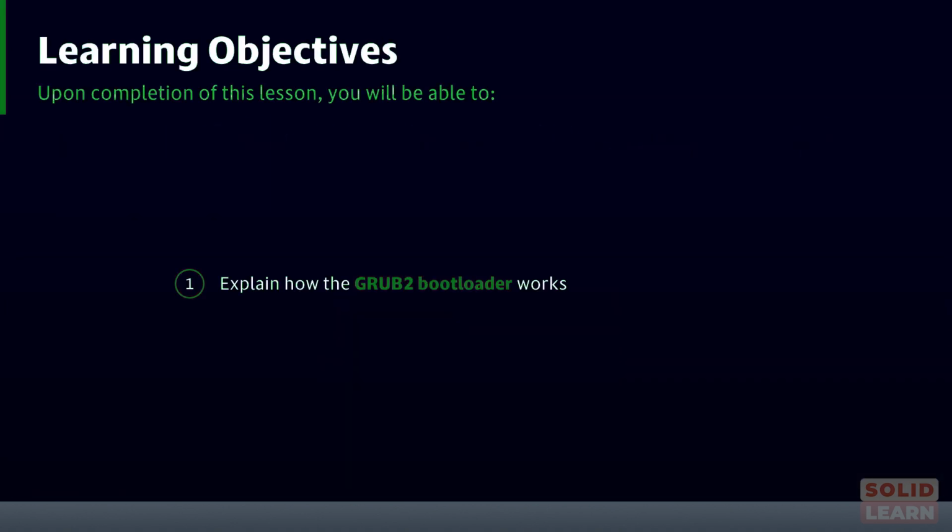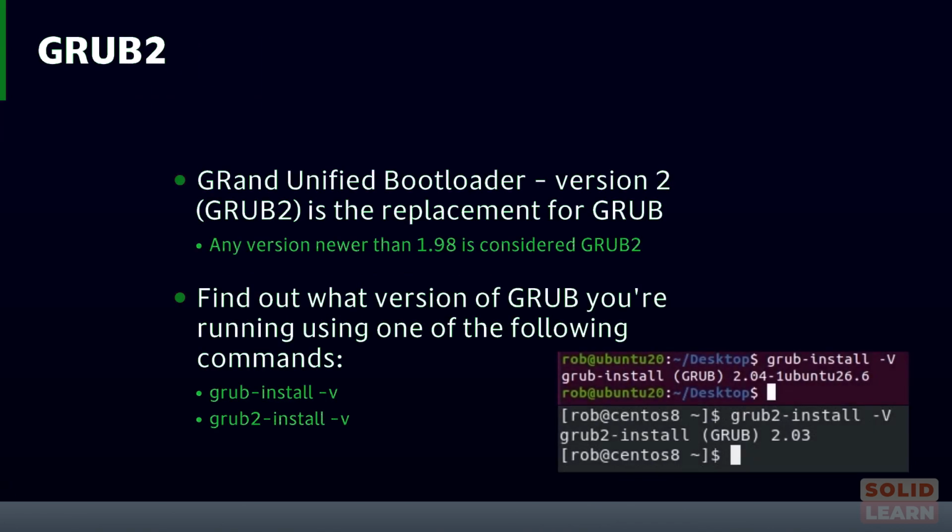So upon completion of this lesson, you'll be able to explain how the grub2 bootloader works. Now, grub2 is the Grand Unified Bootloader version 2, catchy name. It is the replacement for grub. Any version that is newer than 1.98 is grub2. And you can find out what version of grub you're using by running one of the following commands.